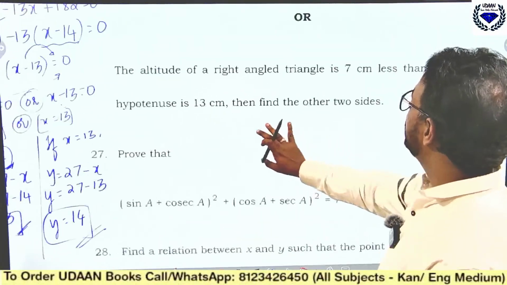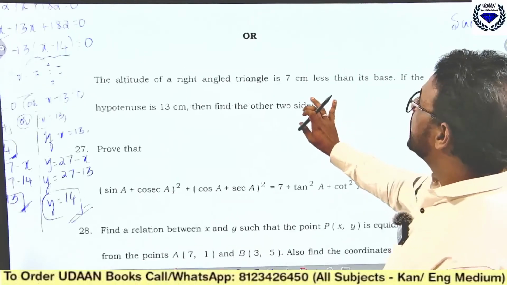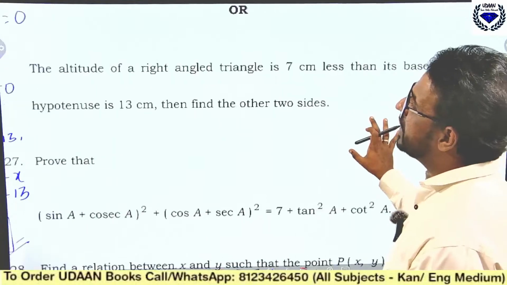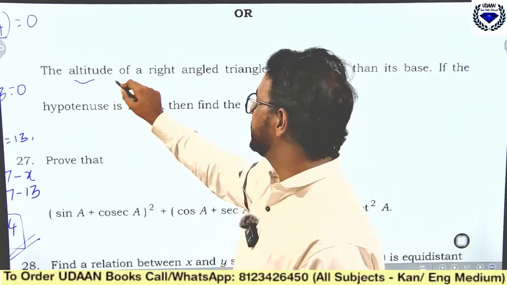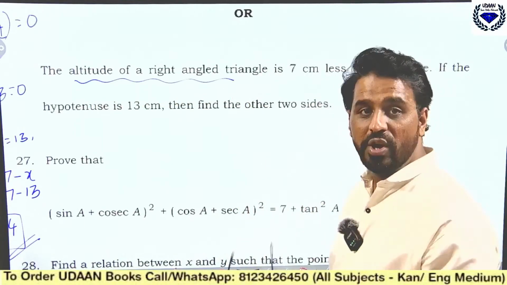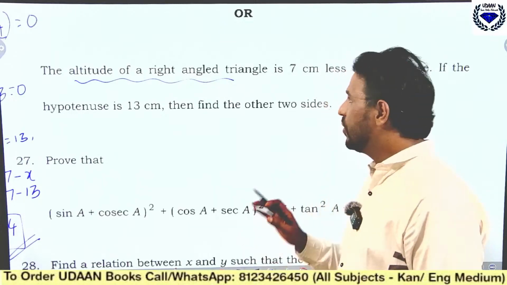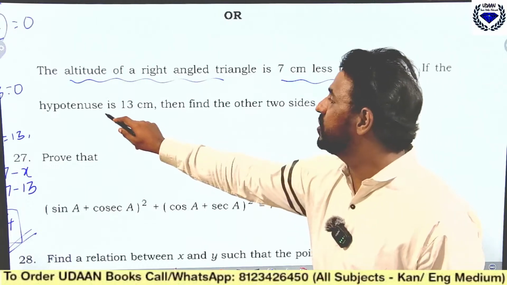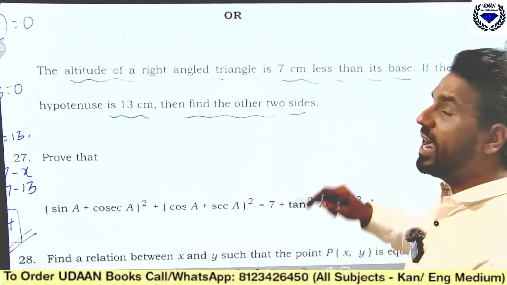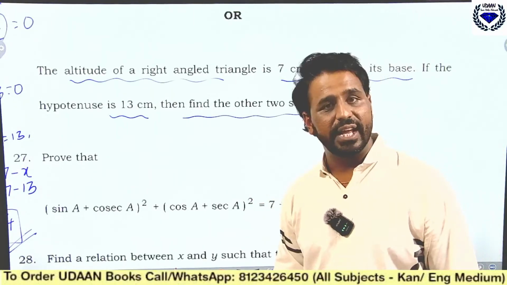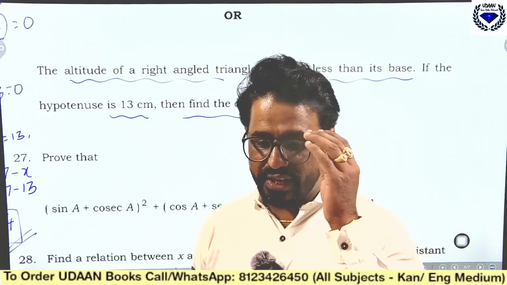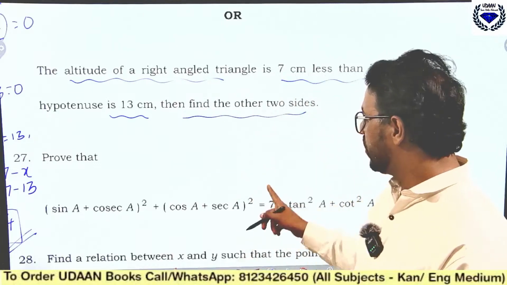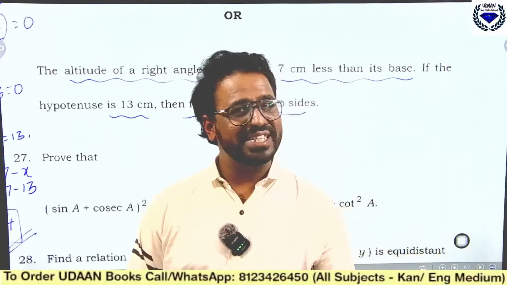Then the altitude of a right triangle is 7 centimeter less than its base. So the next question is what? The altitude of a right angle triangle. Altitude means what? Perpendicular, that is 90 degree. It is 7 centimeter less than its base. If the hypotenuse is 13 centimeter, find the other two sides, they are telling. So let us begin with this. Already it is 9:09. So I will solve two more questions, and tomorrow I will begin with the solution of the remaining questions.